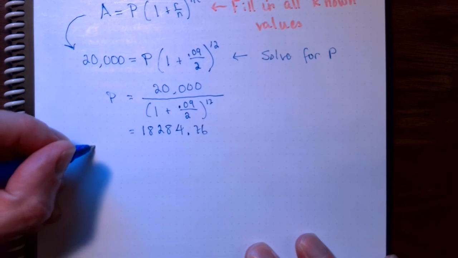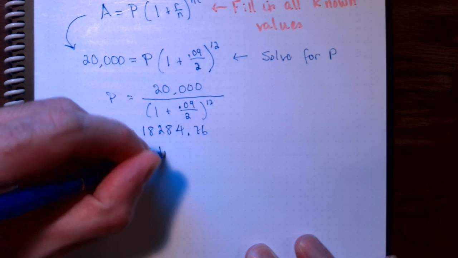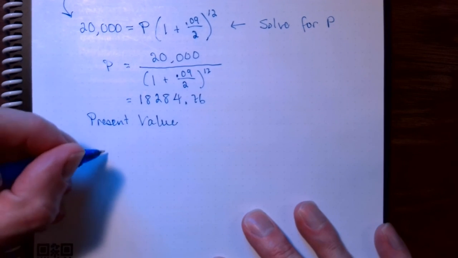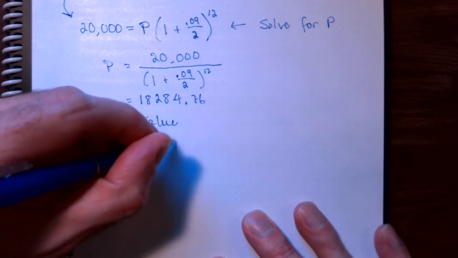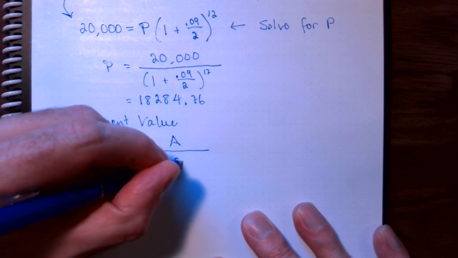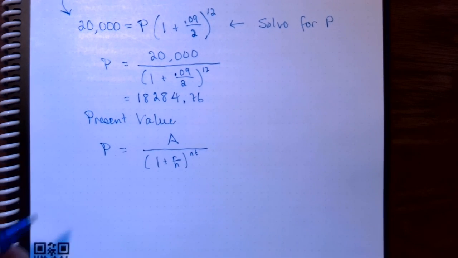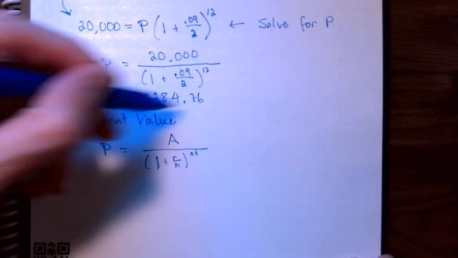All right, some people like to write out the present value formula. And that goes like this. It's the amount you want to end up with, times 1 plus r over n to the power nt. That just summarizes the steps we did right up here.